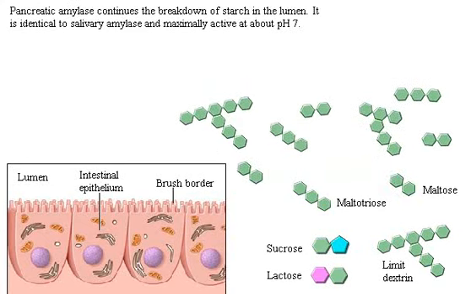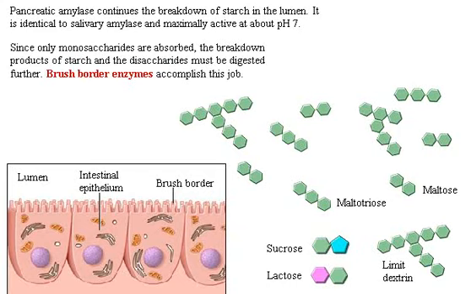Pancreatic amylase continues the breakdown of starch in the lumen. It is identical to salivary amylase and maximally active at about pH 7. Since only monosaccharides are absorbed, the breakdown products of starch and the disaccharides must be digested further. Brush border enzymes accomplish this job. Click an epithelial cell to continue.